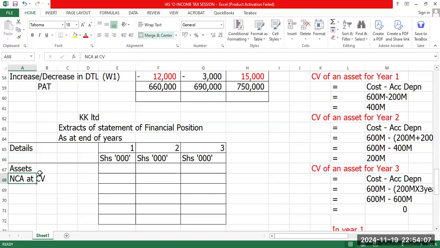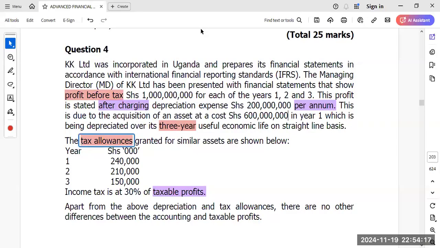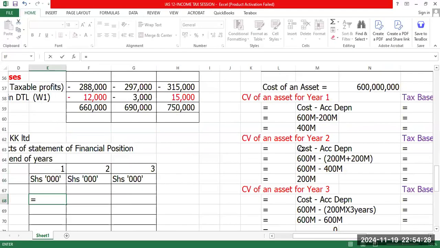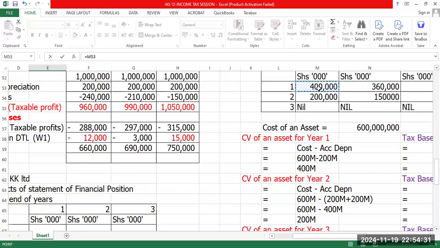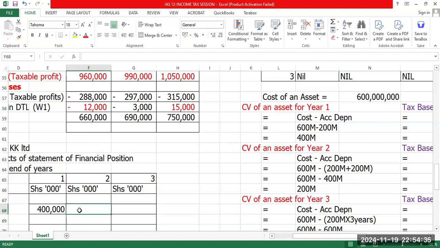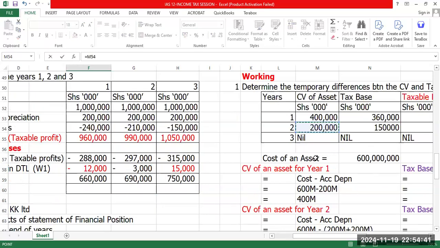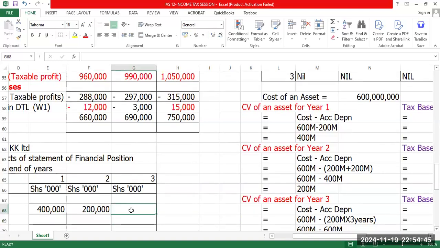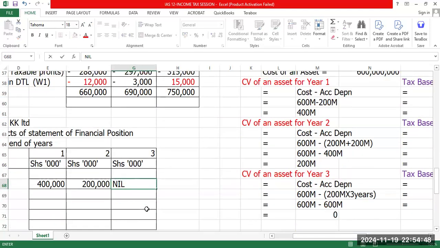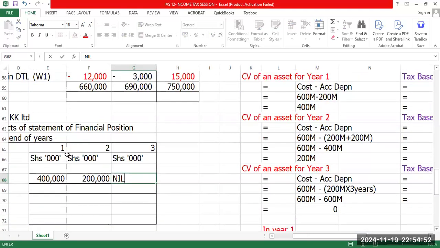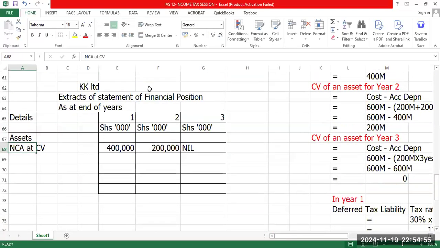The non-current asset, remember we acquired an asset. So at the end of year one, what is its carrying value? We computed those values. What were the carrying values of the asset? This one, 400. Then in year two it was this, 200. Then in year three, we have nothing. Okay, are you seeing this? Let me hope this is clear.